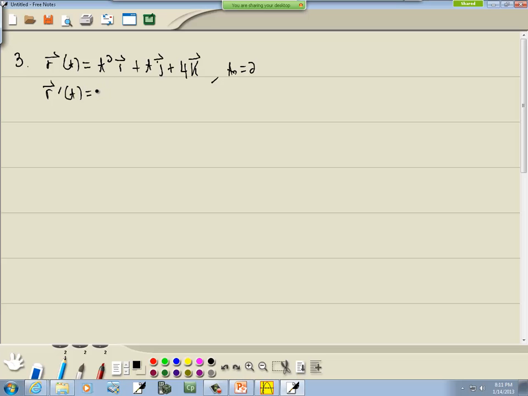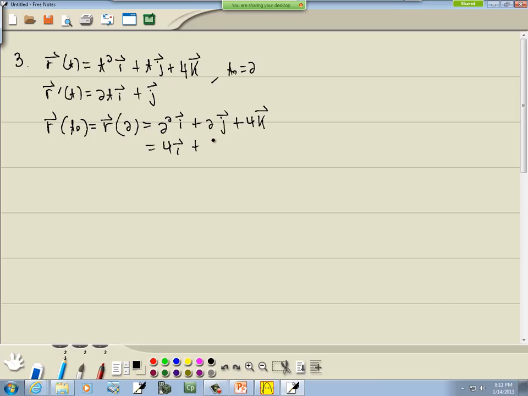So the derivative of t squared is 2t i. The derivative of t is 1, so this is just j. And the derivative of 4 is 0, so 0 times k disappears. So we're just left with this. Well, I want to plug in my t naught, and t naught is 2 in this problem. So everywhere we have a t, we're going to put in 2. So I'm going to have 2 squared i plus 2j plus 4k, which gives us 4i plus 2j plus 4k.